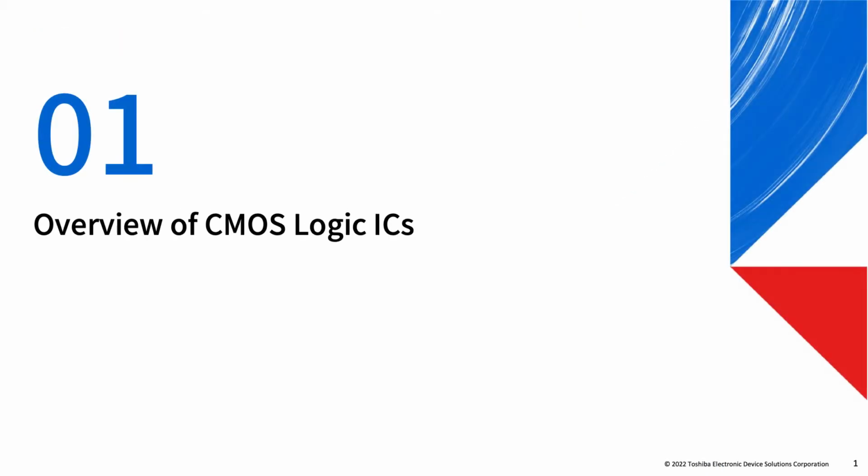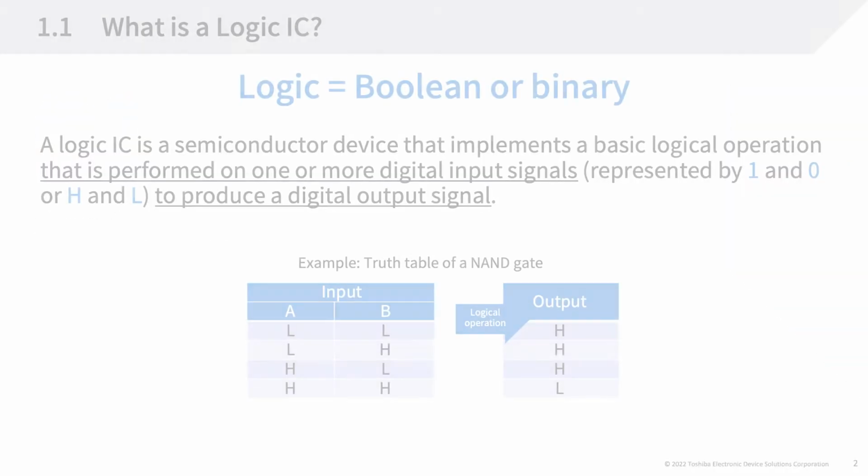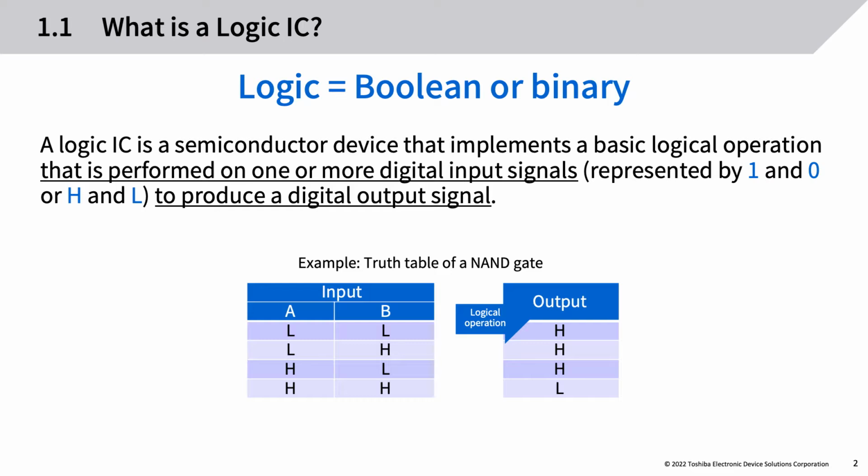1. Overview of CMOS logic ICs. What is a logic IC? A logic IC is a semiconductor device that implements a basic logical operation that is performed on one or more digital input signals, represented by 1 and 0 or H and L, to produce a digital output signal. For example, in the case of a 2-input NAND gate, the output signal is determined as shown in the list.